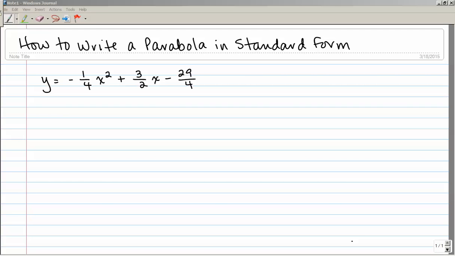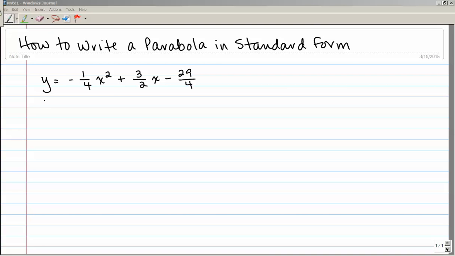Here's how to write the equation of a parabola in standard form. So if we're given the equation, y equals negative 1/4 x squared plus 3/2 x minus 29/4, we want to write that in vertex form. And that's going to involve something called completing the square. Now don't be put off by the fractions, we can handle that.